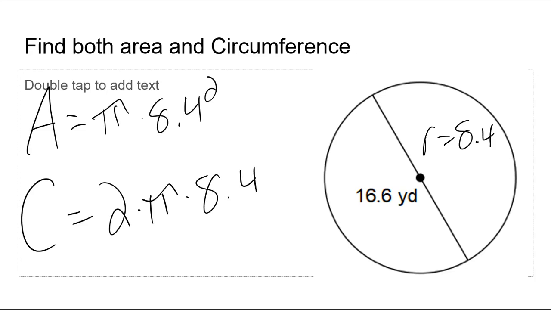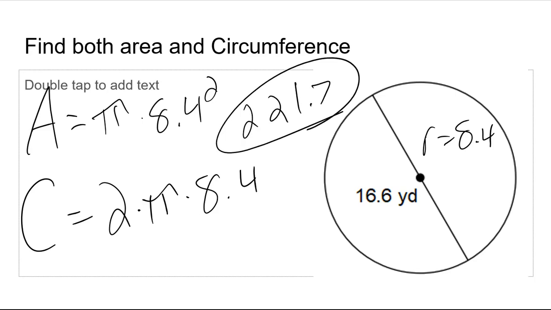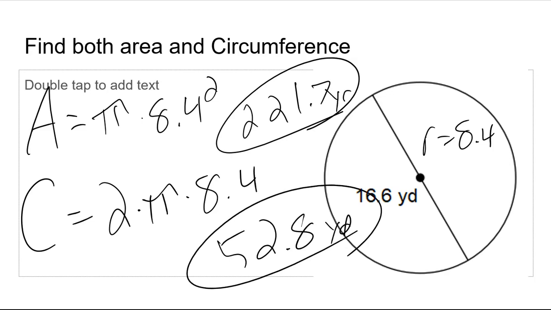Alright, so pi times 8.4 squared is 221.7. 2 times pi times 8.4 should be 52.8 yards. This is yards squared.